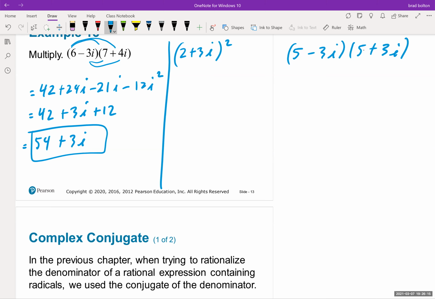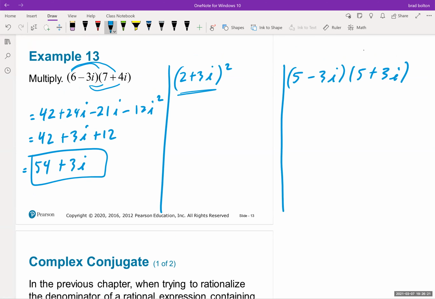Let me catch up in my notes real quick. All right. So now this one gets a lot of students, so you really got to be careful of this next one right here. 2 plus 3i quantity squared. Please do not do 4 plus 9i squared. That is not the correct answer.